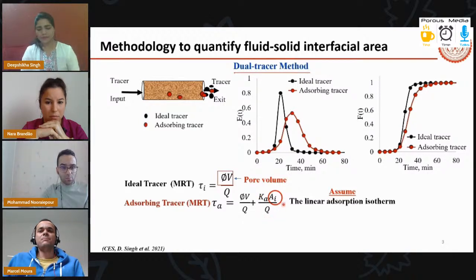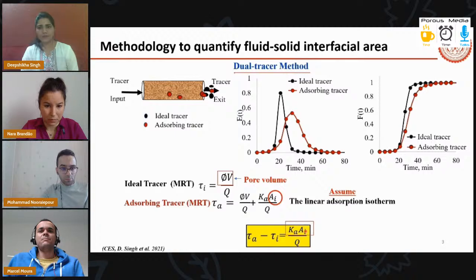In this equation, there are two unknowns, Ka and Ai, where Ka is the adsorption partition coefficient on the solid matrix and Ai is the fluid to solid interfacial area.